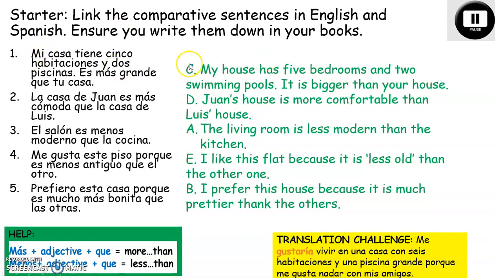Okay, so we saw number 1 went with C. Number 2, la casa de Juan es más cómoda que la casa de Luis is D. Number 3, el salón es menos moderno que la cocina goes with A. Number 4, me gusta este piso porque es menos antiguo que el otro, goes with E. And number 5, prefiero esta casa porque es mucho más bonita que las otras, goes with B. Well done.